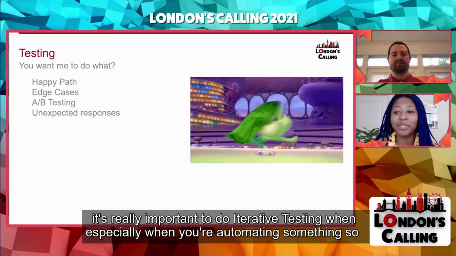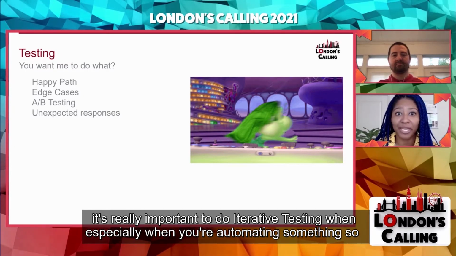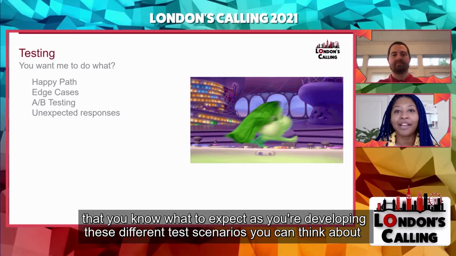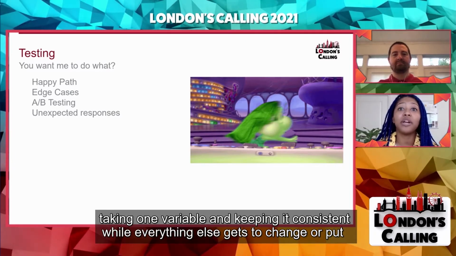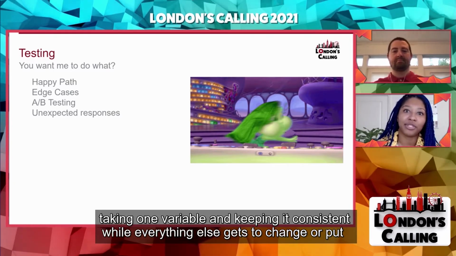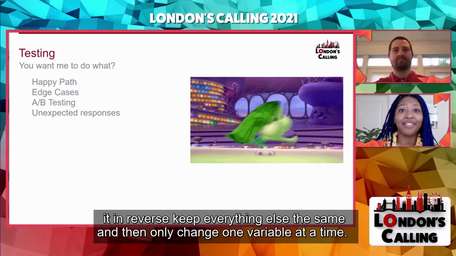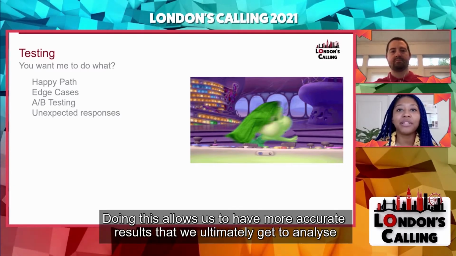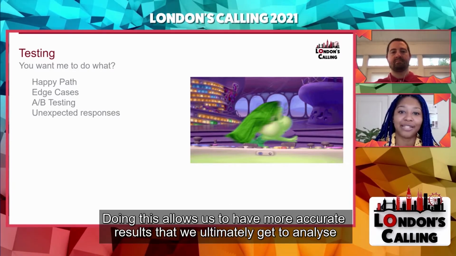And so it's really important to do iterative testing, especially when you're automating something, so that you know what to expect. As you're developing these different test scenarios, you can think about taking one variable and keeping it consistent while everything else gets to change, or put it in reverse, keep everything else the same and then only change one variable at a time. Doing this allows us to have more accurate results that we ultimately get to analyze.